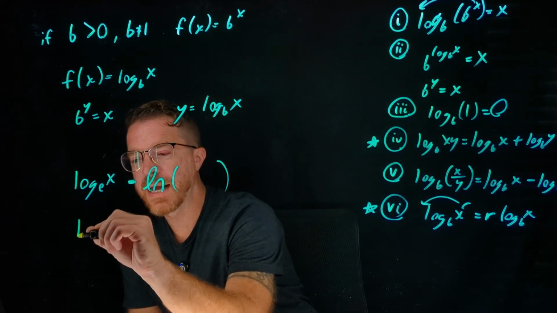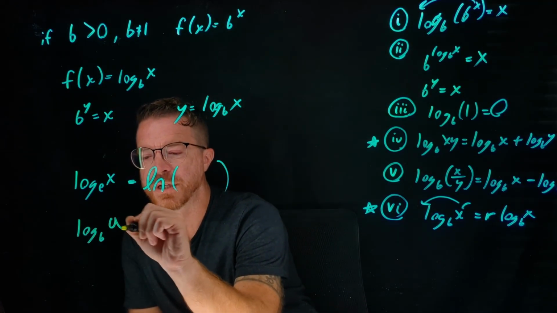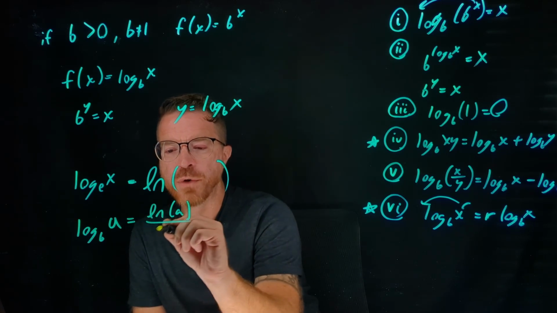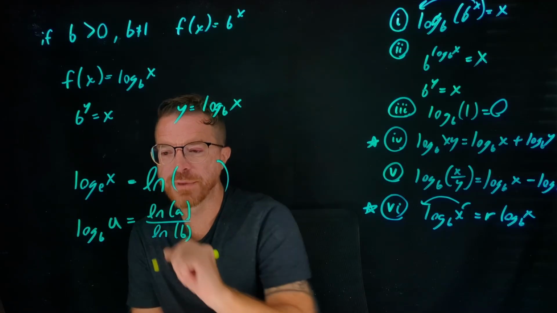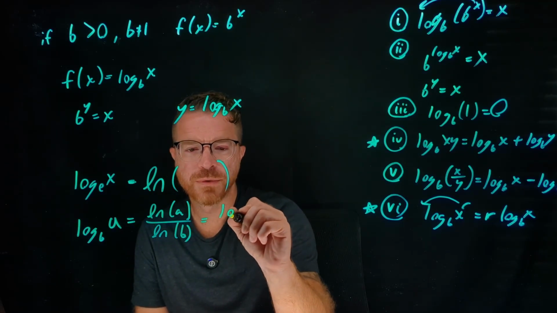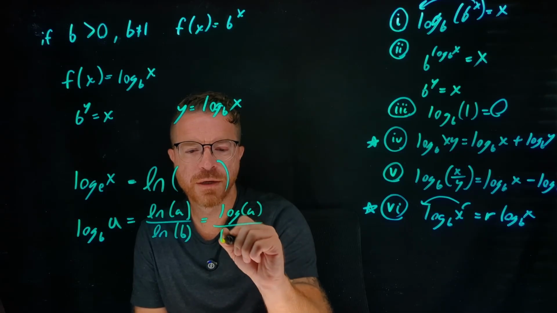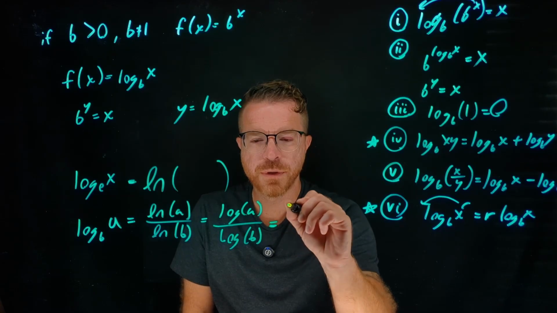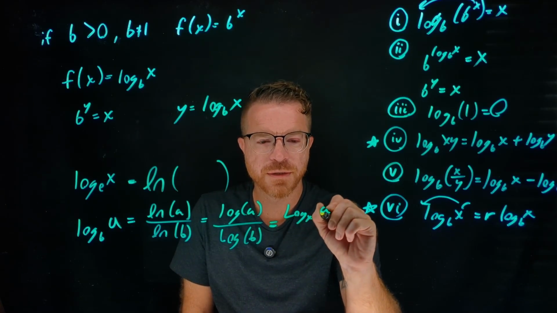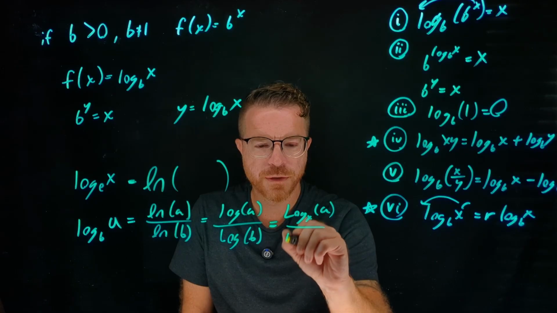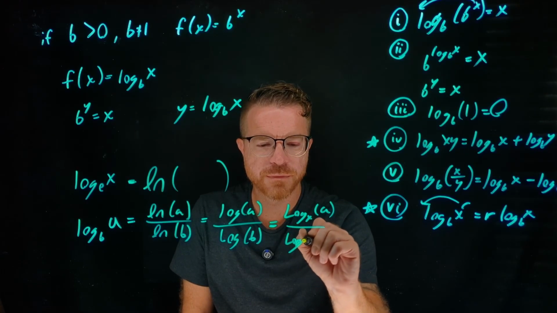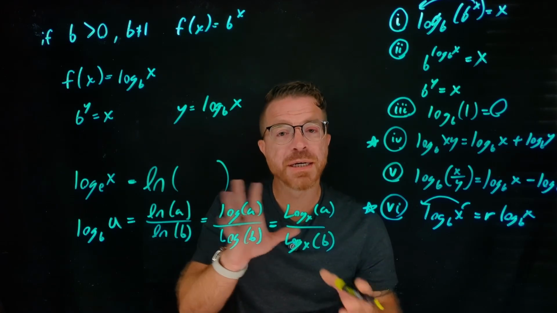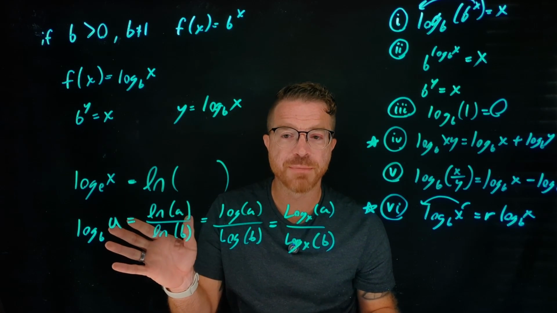So if we had log base b for some value a, then what we could do is take the natural log of a over the natural log of the base that we had for this logarithm, which would just be equal to log of a over log of b, which then is going to be equal to log base x of a over log base x of b. So again, we're not going to use this a ton, but it is useful to know this just in case you ever do need to change the base of your logarithm.